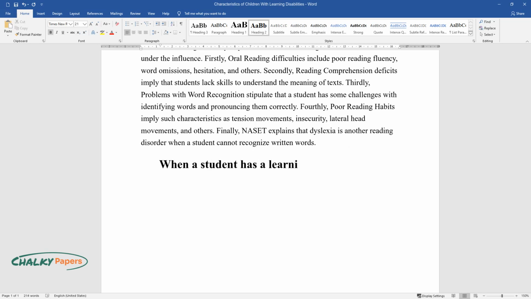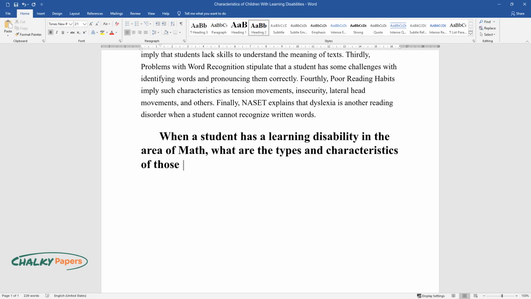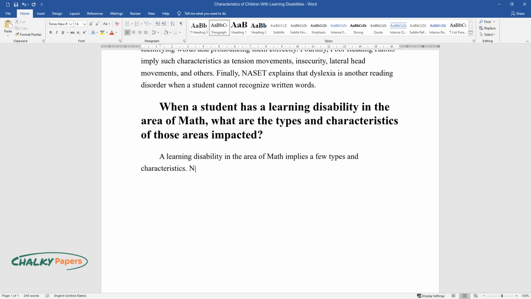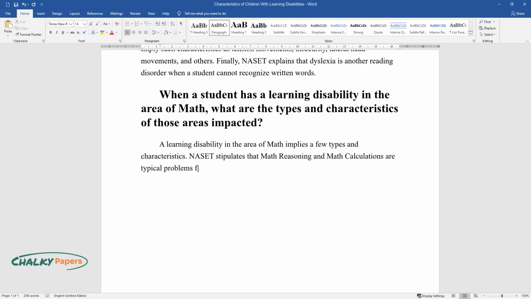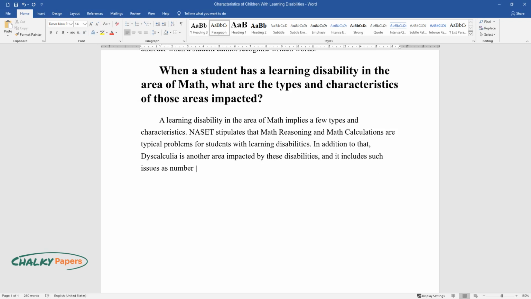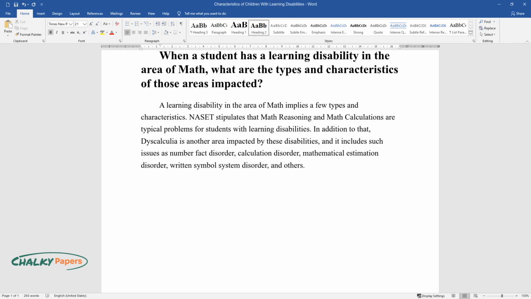When a student has a learning disability in the area of math, what are the types and characteristics of those areas impacted? A learning disability in the area of math implies a few types and characteristics. NASET stipulates that math reasoning and math calculations are typical problems for students with learning disabilities. In addition to that, dyscalculia is another area impacted by these disabilities, and it includes such issues as number fact disorder, calculation disorder, mathematical estimation disorder, written symbol system disorder, and others.